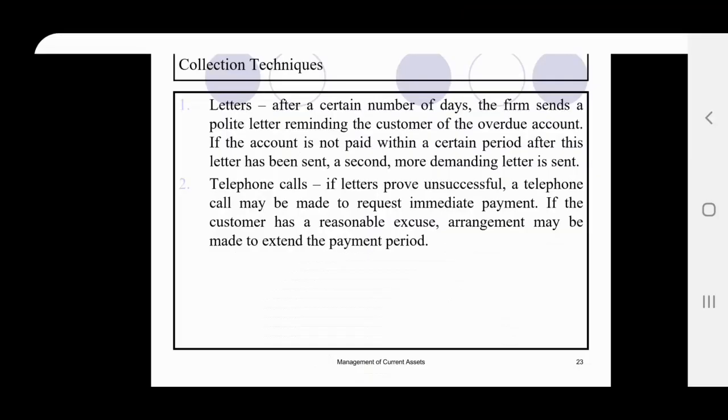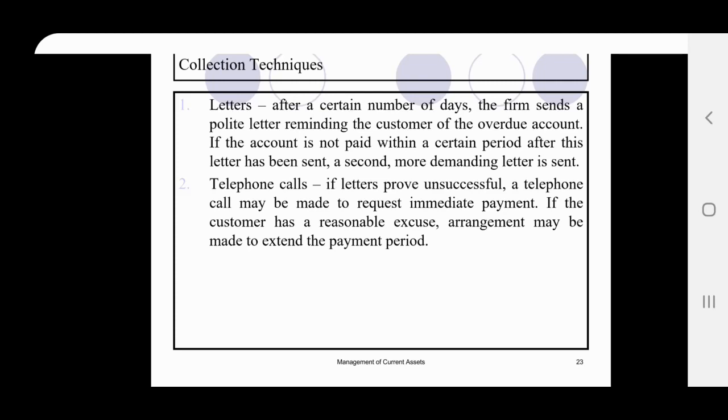Okay, Assalamualaikum everyone. Today we'll talk about the techniques on how a firm collects their money from the customer. Okay, the first technique is collection by letter. After a certain number of days, the firm sends a polite letter reminding the customer of the overdue account.